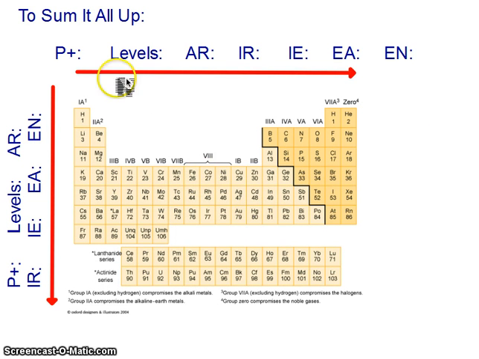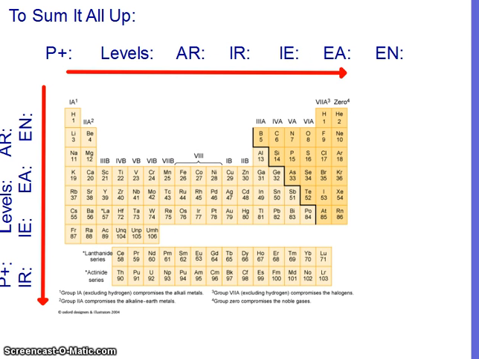Okay, so to sum it all up, let's get some arrows here. All right, let's make sure I got the right arrow. Probably coloring a white arrow on a white background won't work. All right, there we go.